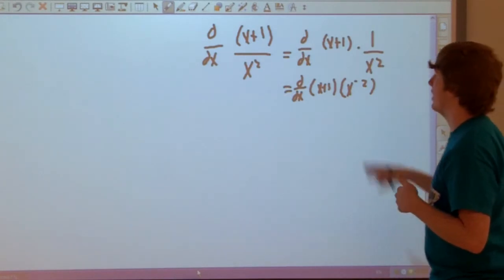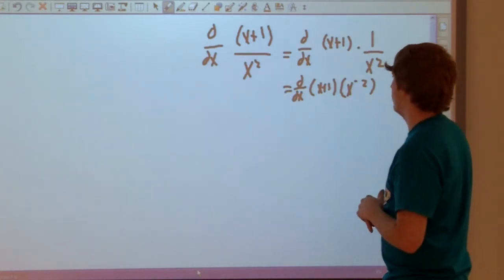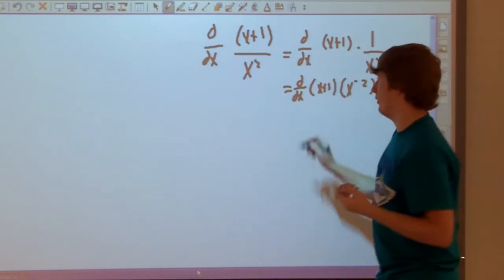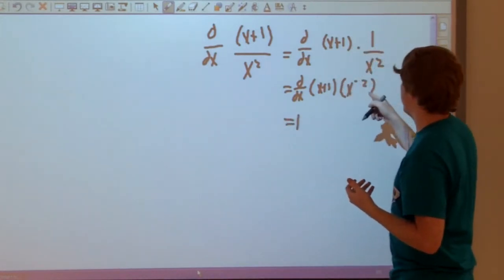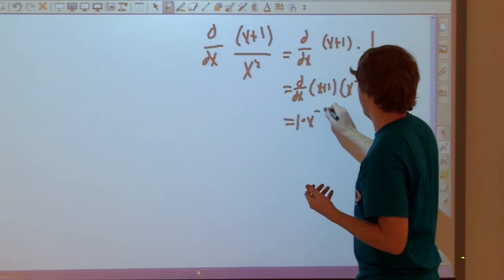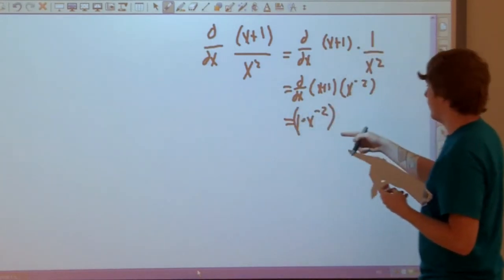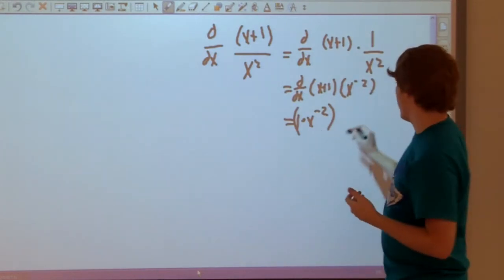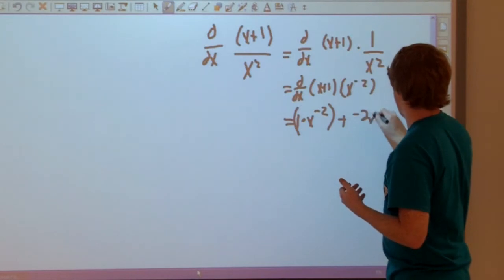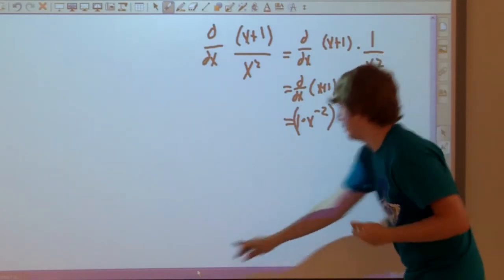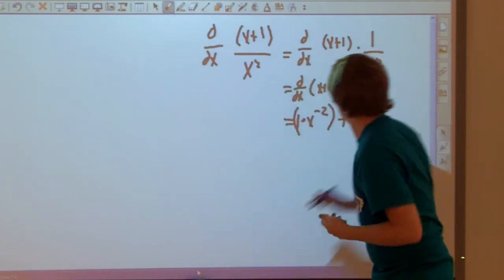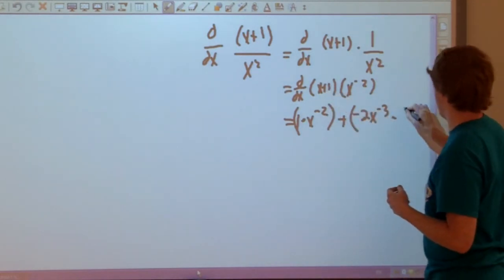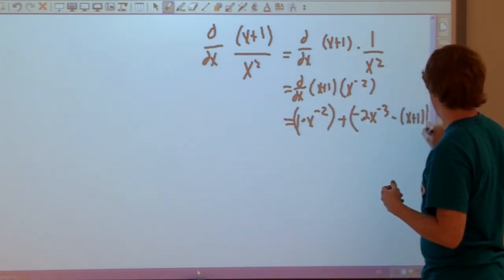So now we can take this and use our product rule. We're going to do the derivative of the first, which is x plus 1. The derivative of that we know is just going to be 1, times the second function, so 1 times x to the negative 2, sorry, plus the derivative of our second function, which is x to the negative 2. By the power rule, the derivative of that is going to be negative 2x to the negative 3, that should be a 3, times this function, so times x plus 1.